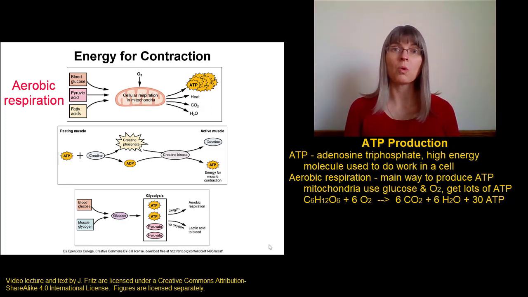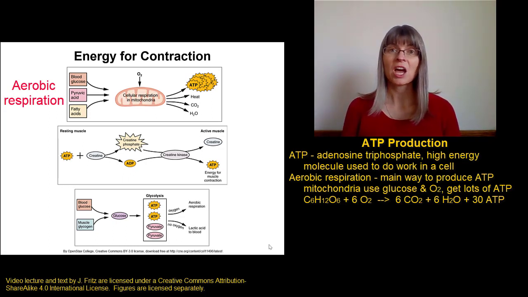The fact that we start with 1 molecule of glucose and 6 molecules of oxygen, the mitochondria can take that and convert that into 6 molecules of carbon dioxide, 6 molecules of water, and a whole lot of ATP. By a whole lot, I mean we can make about 30 molecules of ATP this way, so we can get a lot of energy out of 1 glucose molecule.